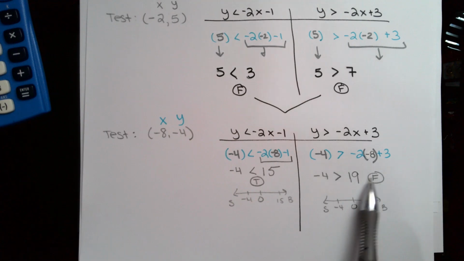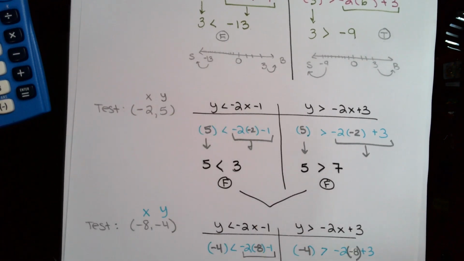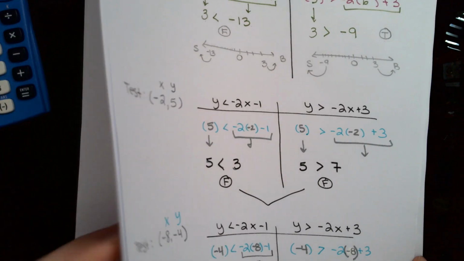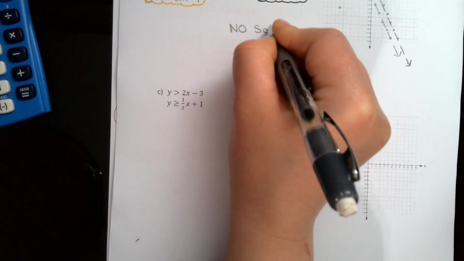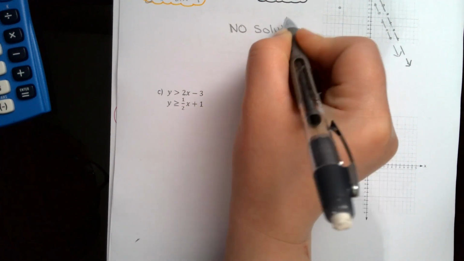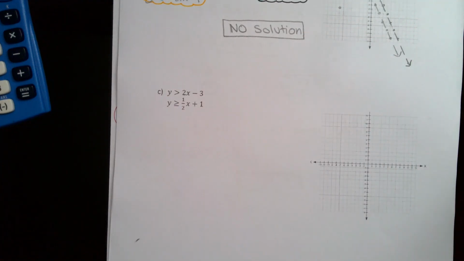So take a look at all of our work. We have a true false, we have a false false, we have a true false. When this happens and you do not get any true, true, if you do not get any true situations, that means you have no solution. So there are going to be no coloring on any of this here.